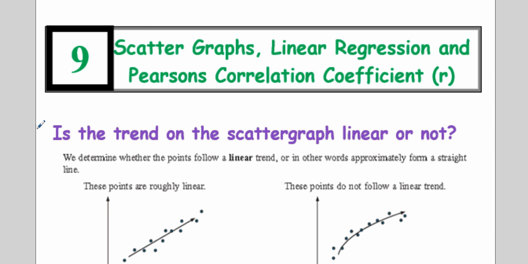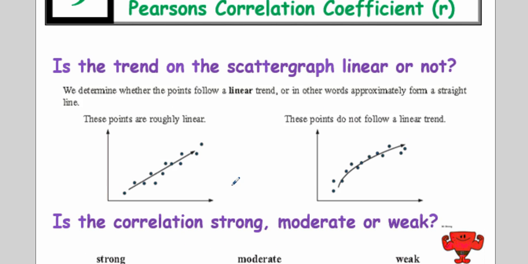So yeah, is this linear? Yes. Yeah, it's kind of a straight line. Is this one linear? No. It's kind of a bit more either logarithmic or quadratic or something like that.